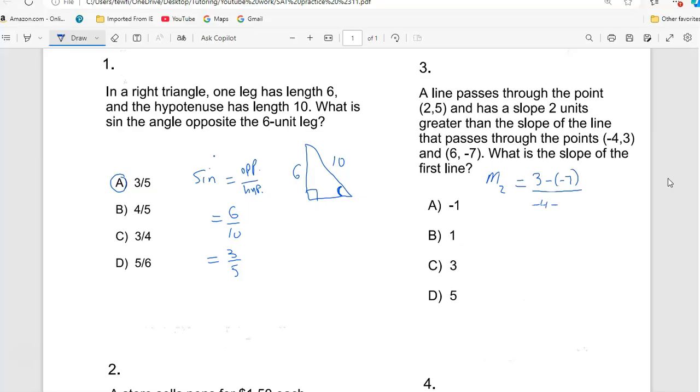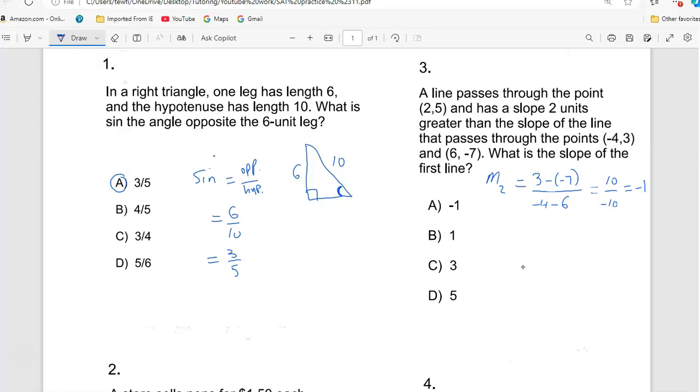minus 6, right? So that's going to give you 3 plus, negative is plus, so 3 plus 7, which is 10, over negative 4 minus 6, that is negative 10. So what you have here, a positive over a negative is a negative, negative 1. That is the slope of the second line.